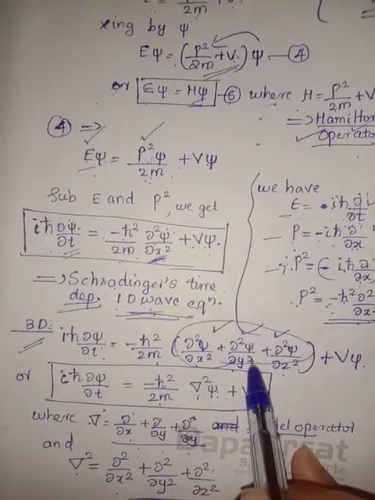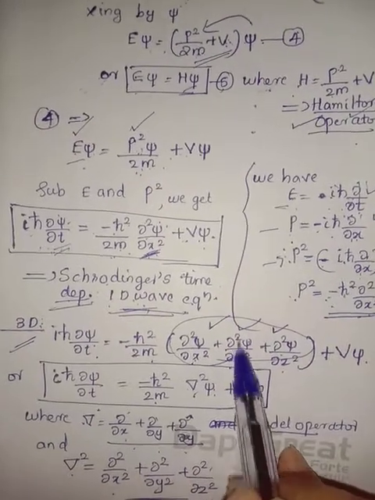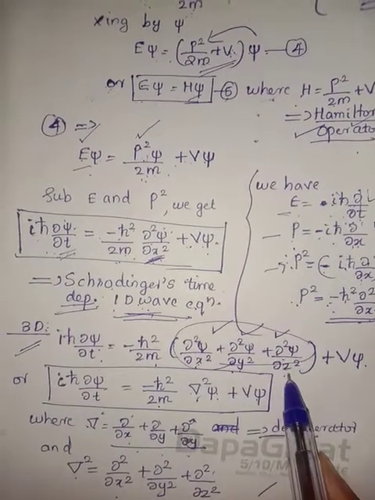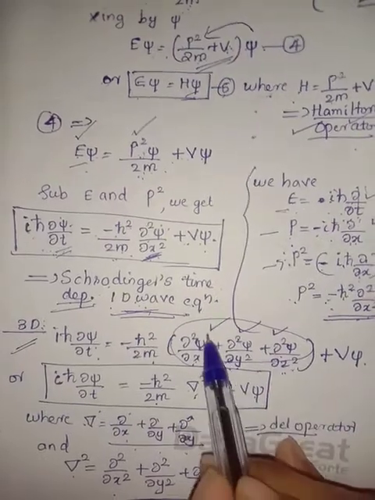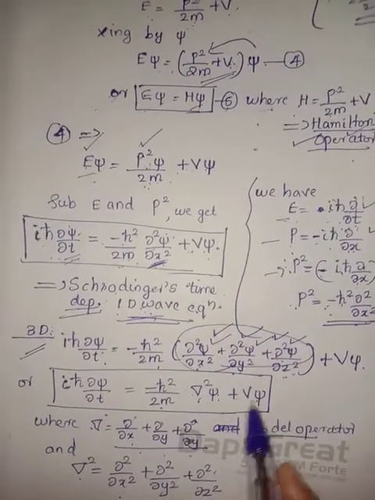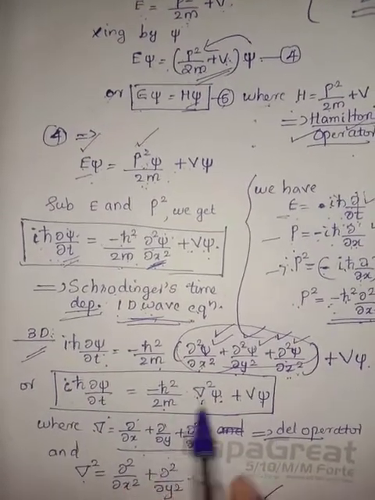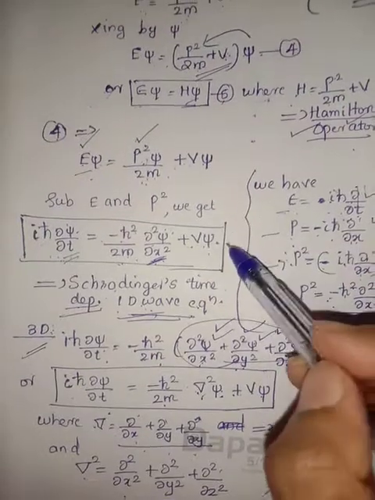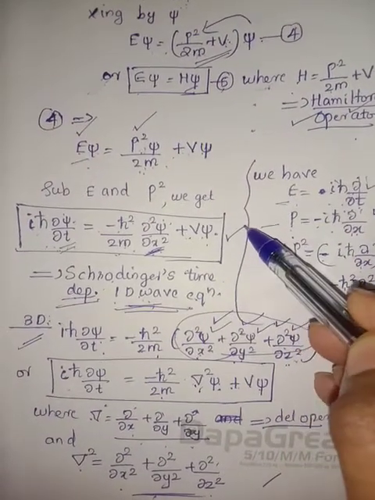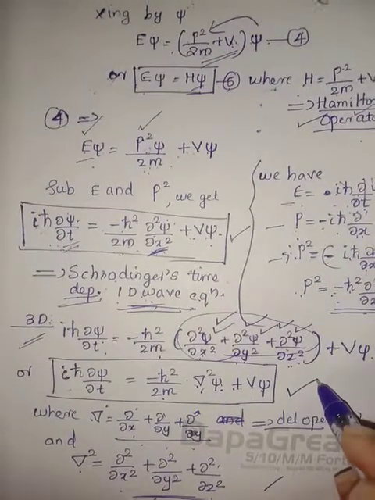So we have a del operator here. Look at this equation: dou square by dou x square plus dou square by dou y square plus dou square by dou z square is del square, with a common factor psi. So del square psi plus V psi, del square acting on the wave function psi. So this is our three-dimensional wave equation. This one is the one-dimensional Schrodinger's time-dependent wave equation, and this is our three-dimensional wave equation.